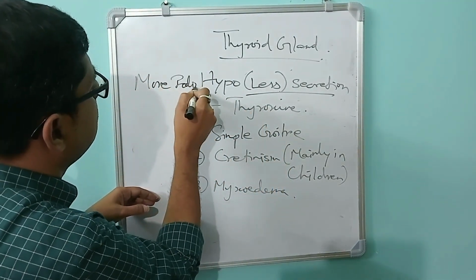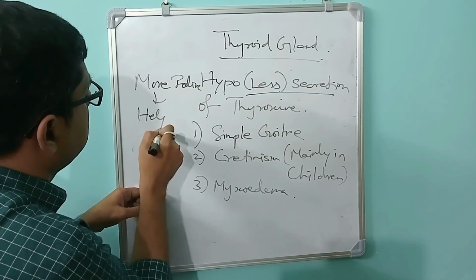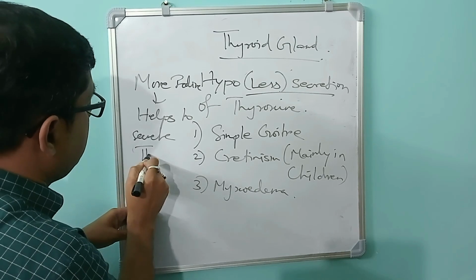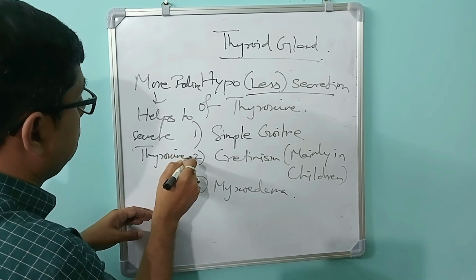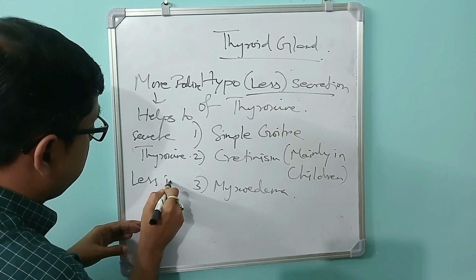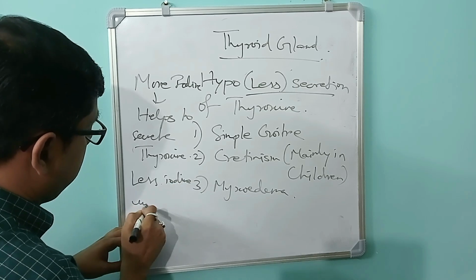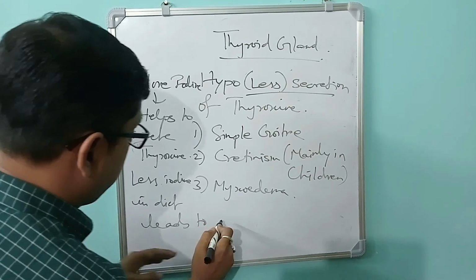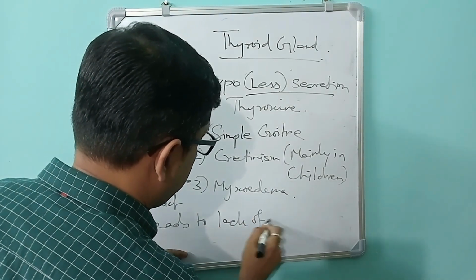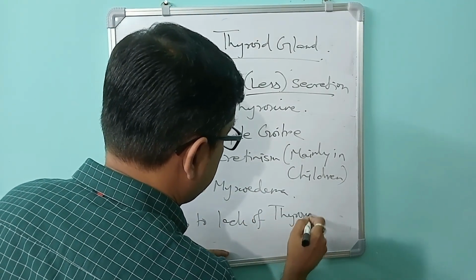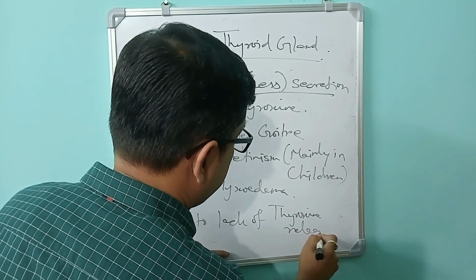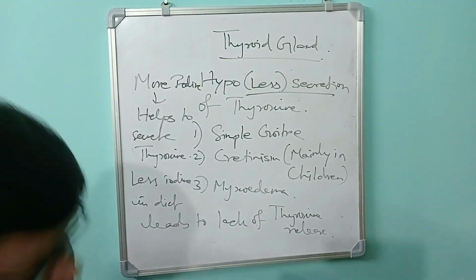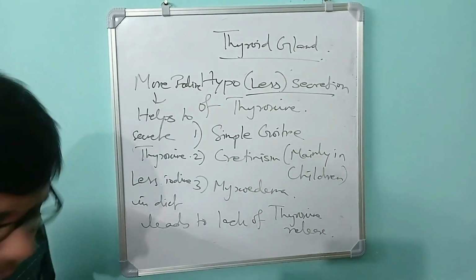More iodine helps to secrete thyroxine. Less iodine in diet leads to lack of thyroxine release. Clear? So more salt, more thyroxine. Less salt, less thyroxine. So simple goiter.